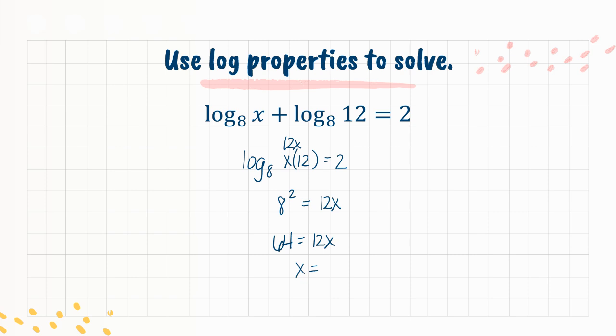5.33333, etc. We always want to be exact with this because if I plug 5.3 back into the equation, I'm not going to get an exact answer. So I want to leave this in fraction form.